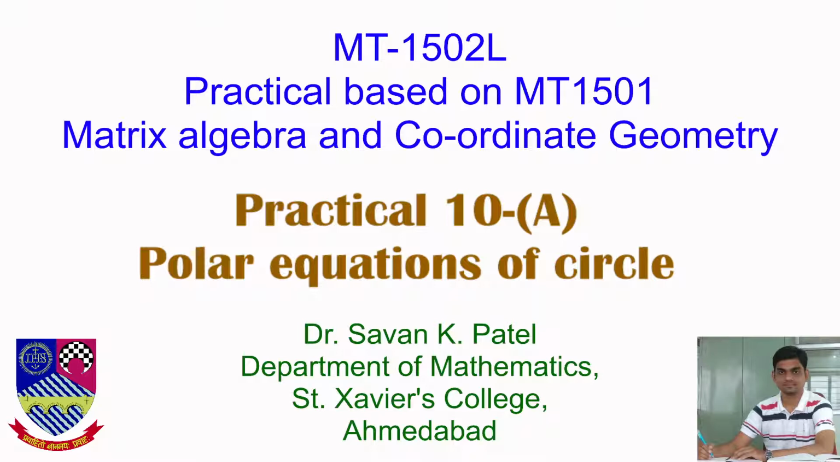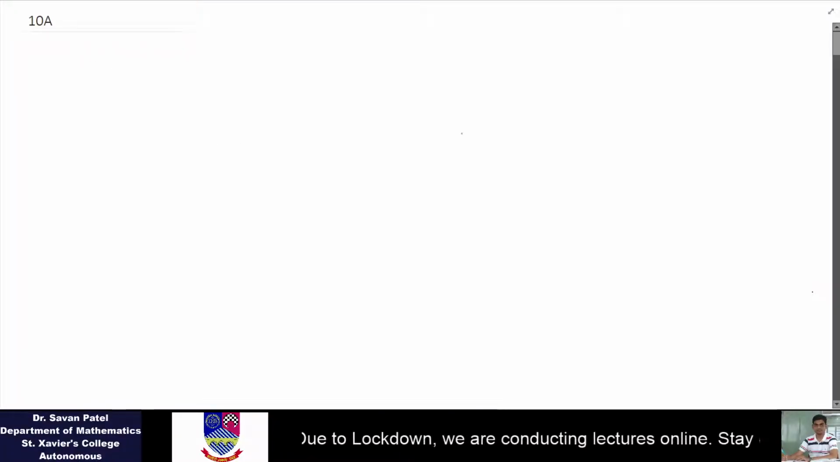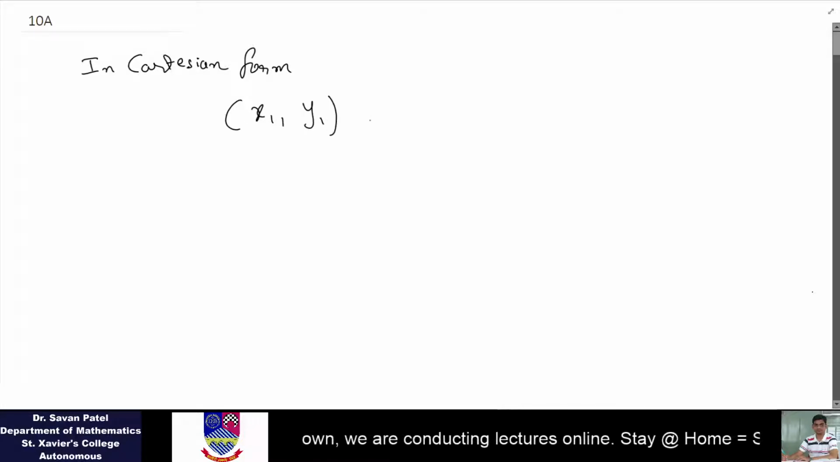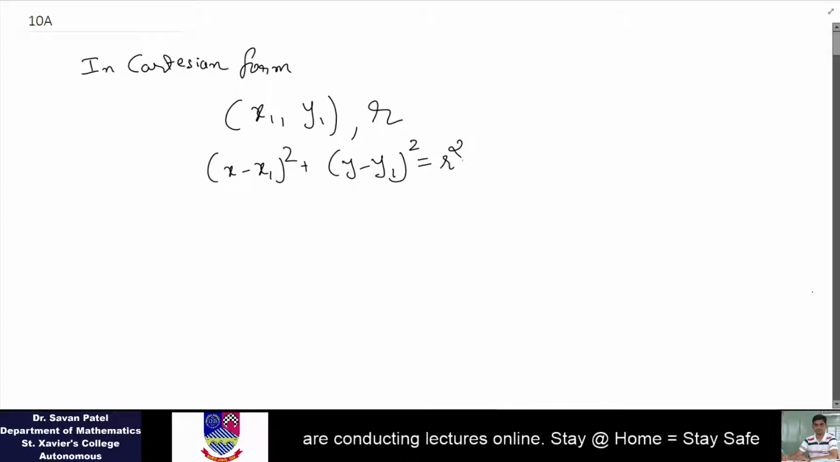I am quickly recalling things from the theory portion. That is, in Cartesian form, if you know the center, that is x1, y1, and you know the radius r, then the equation of circle is (x minus x1) square plus (y minus y1) square is equal to r square.